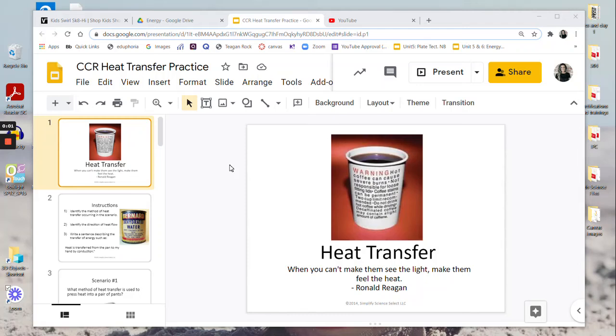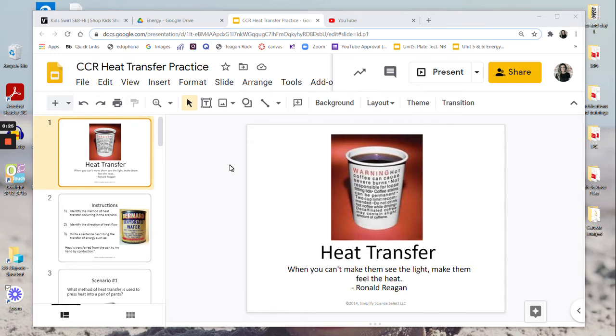You're going to practice identifying heat transfer through the next 10 scenarios. Remember, you can only pick conduction, convection, or radiation. Remember, conduction is through direct touch or direct contact, and those have to be through solids. So that would be something like me picking up a metal spoon out of a pot of soup and feeling the heat on my hand.